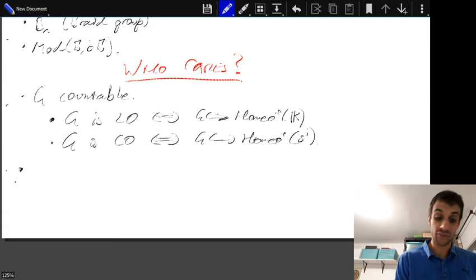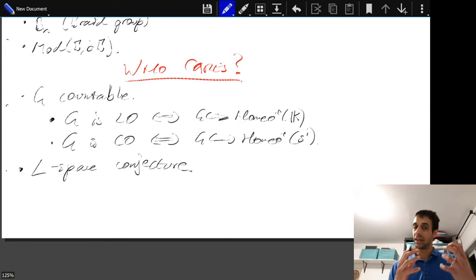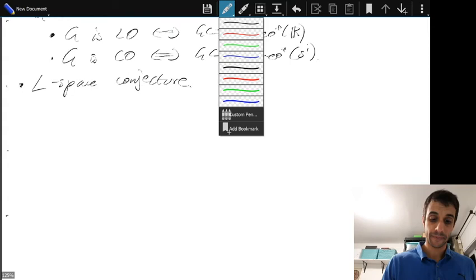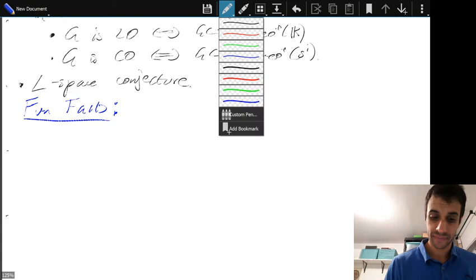And of course, the L-space conjecture. That's why you should care about left-orderable groups at least. But we'll see that thinking about left-orderable groups without circularly orderable groups is kind of disadvantageous. You really want to think about this. Okay, so here are some fun facts about left and circularly orderable groups.